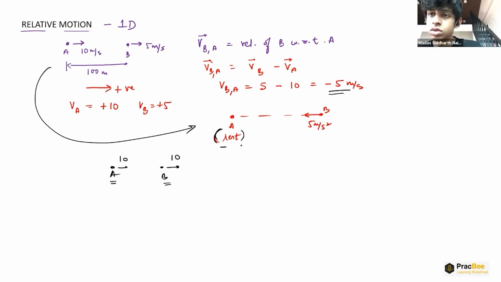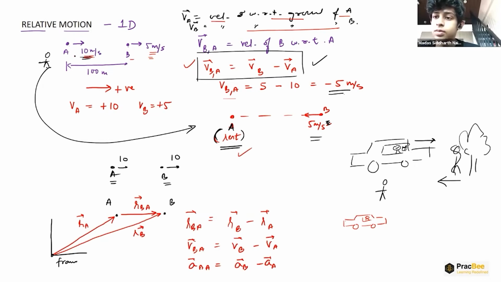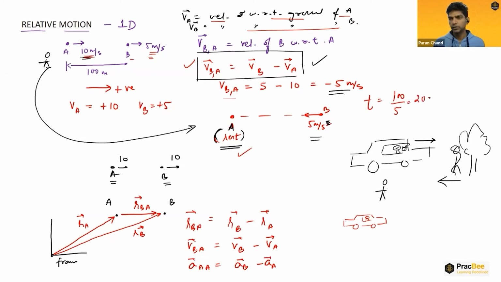Okay. So now this observer A has come to rest. And what should be the velocity of B? If the observer A is at rest, it will be 5, right? And this is the mathematical relation: the velocity of B with respect to A will be VB minus VA. So if I ask you after how much time the two bodies will collide, that will be distance divided by relative speed. So it will be 100 divided by 5, which comes out to be 20 seconds, right?